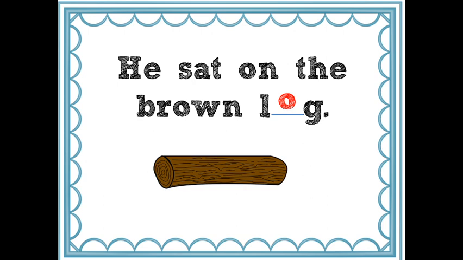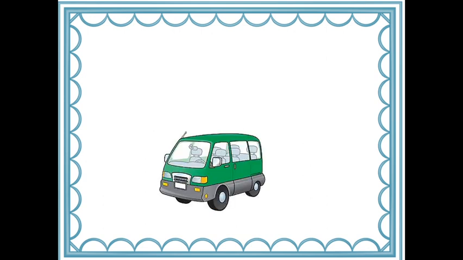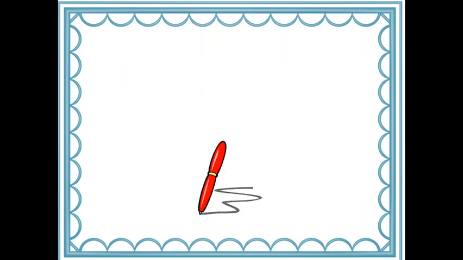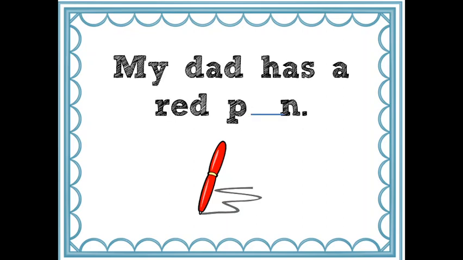Isn't it fun? Let's move on to the next sentence. A green man. I like my green. A, man. The missing vowel is A. Did you get it right? A red pen. My dad has a red. A, pen. E is the missing vowel. I hope you got it right this time.